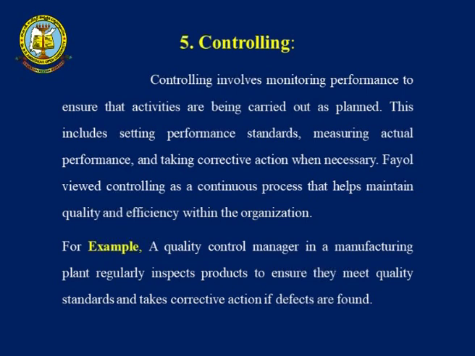This includes setting performance standards, measuring actual performance, and taking corrective actions when necessary. Fayol viewed controlling as a continuous process that helps maintain quality and efficiency. For example, a quality control manager in a manufacturing unit regularly inspects the product to ensure that it meets the quality standard and takes corrective action if any defective piece is found.